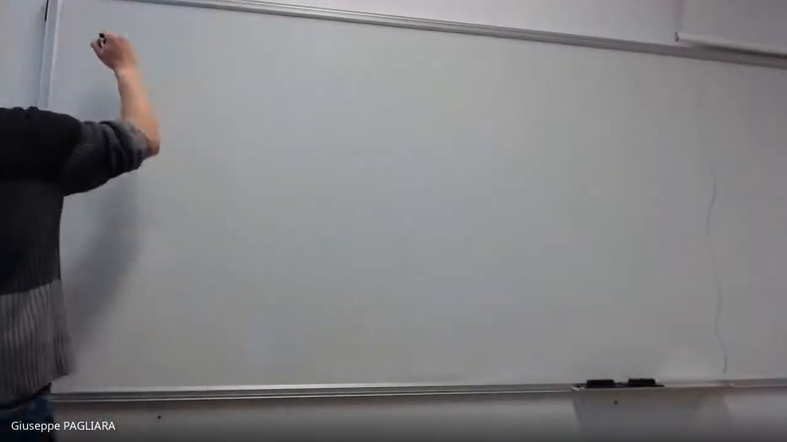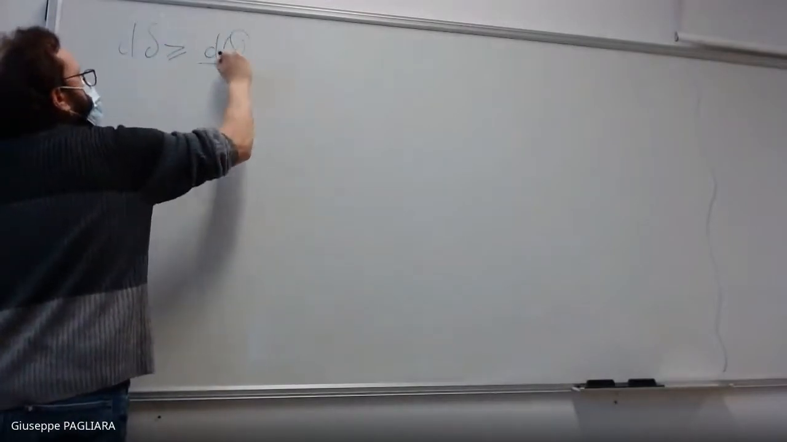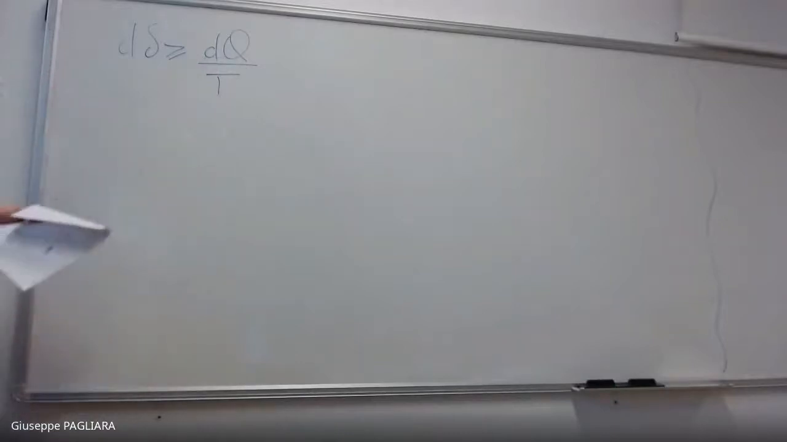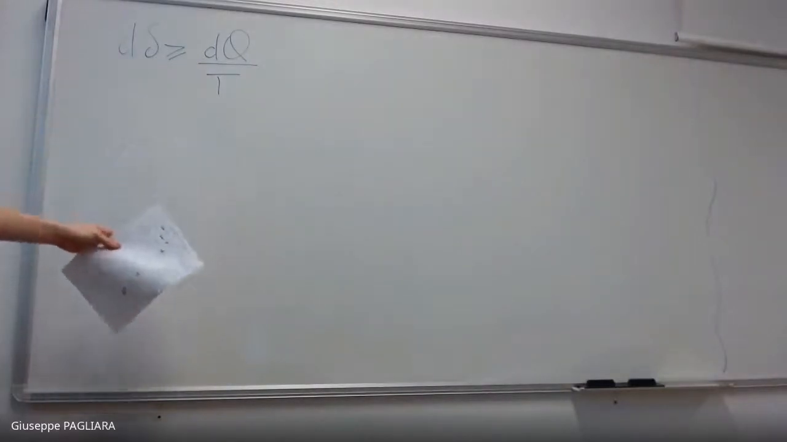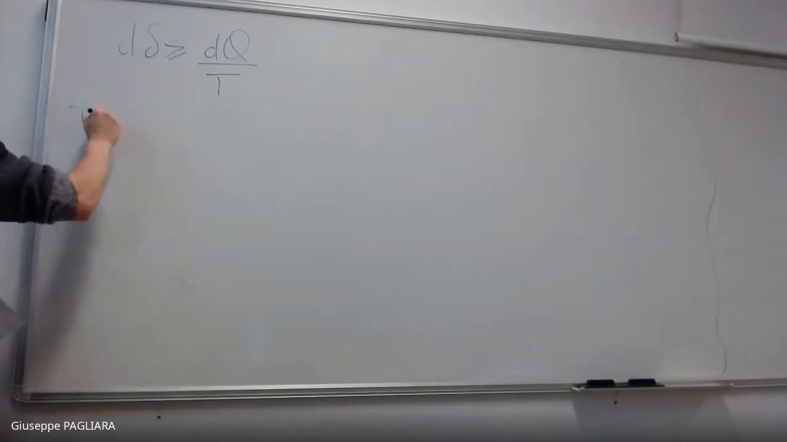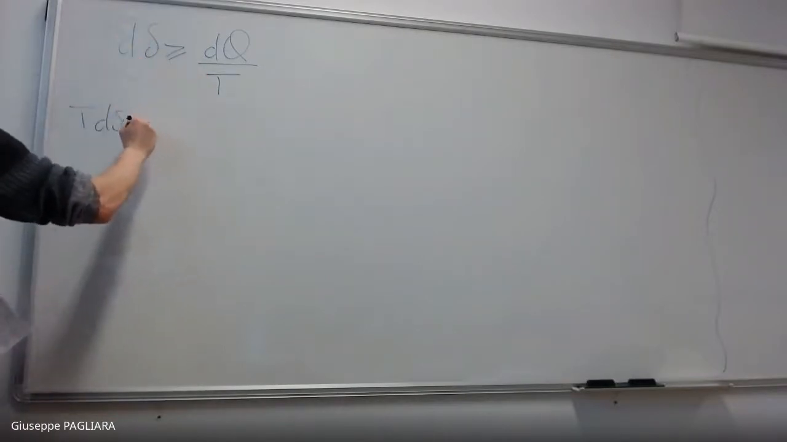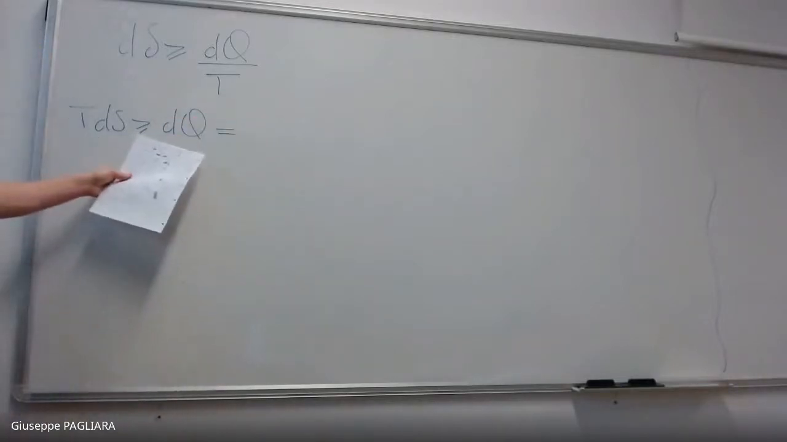Now let's start again from the Clausius theorem, which is indeed very important. It was telling me that dS was larger than dQ divided by T. Now this means that T dS is larger than dQ. And what is dQ from the first principle of thermodynamics?